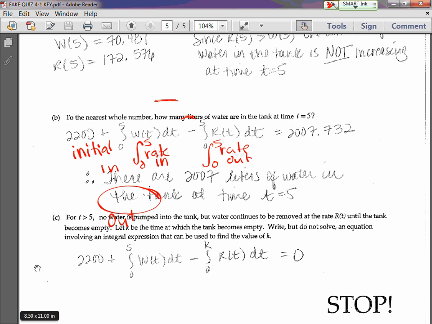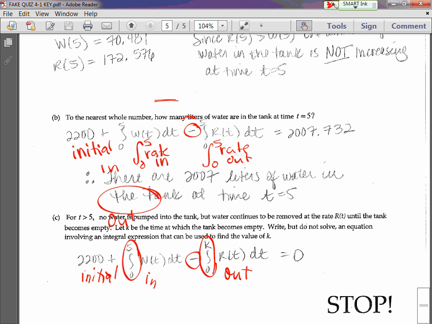That's right there. And then for C, write but do not solve an equation involving an integral expression that can be used to find the value of K. So when the water is completely out, at time greater than 5, no water is being pumped in. So again, we have our initial plus the amount that was pumped in during that 0 to 5. And then we subtract how much has been taken out from 0 to whatever time frame. So make sure you don't neglect the subtraction of that. Okay, any questions on those?